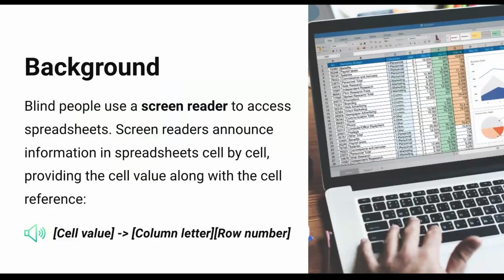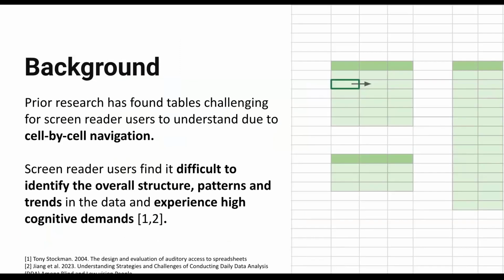Spreadsheets are widely used for storing, manipulating, analyzing, and visualizing data. When accessing spreadsheets, blind people use a screen reader. The standard presentation is for the screen reader to read information cell by cell, providing the cell value along with the column and row coordinates. Spreadsheets also offer the flexibility of having multiple tables in its two-dimensional grid.